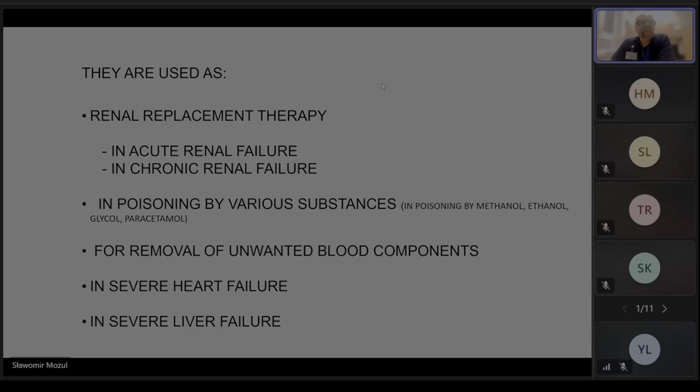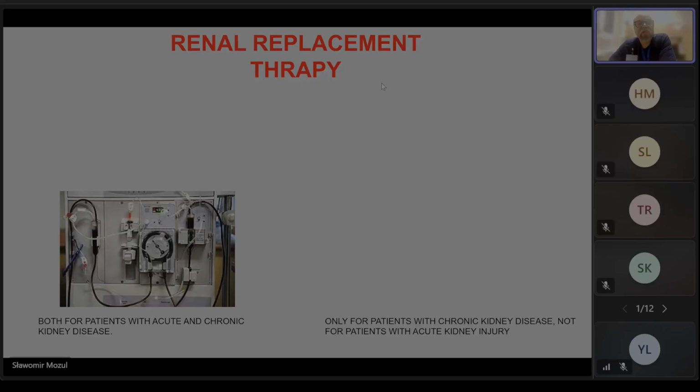These techniques are used as renal replacement therapy in acute kidney failure, in chronic renal failure, in poisoning by various substances, in poisoning by methanol, ethanol, glycol, paracetamol, for removal of unwanted blood components in severe heart failure and in severe liver failure.